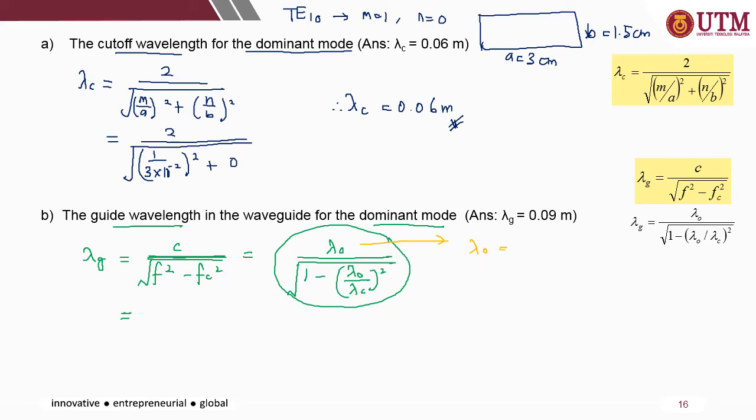So lambda naught equal to c over f. So what is your f? F given from the question is 6 gigahertz. Okay, so c, 3 times 10 to the power of 8, divided by 6 gigahertz. Alright, so once you have the lambda naught, then you can calculate your lambda g. So your lambda g should be equal to 0.09 meter.